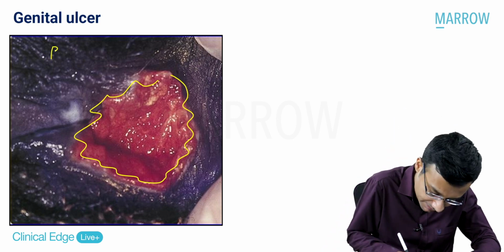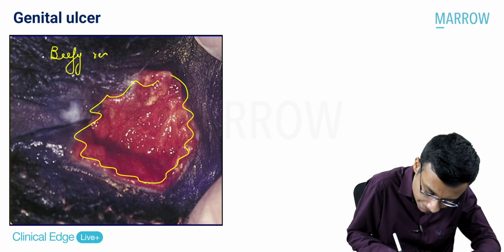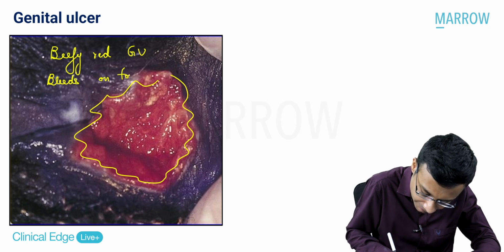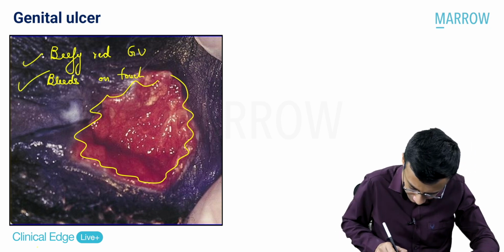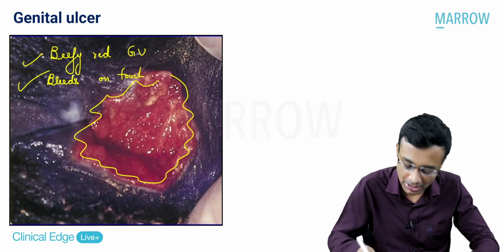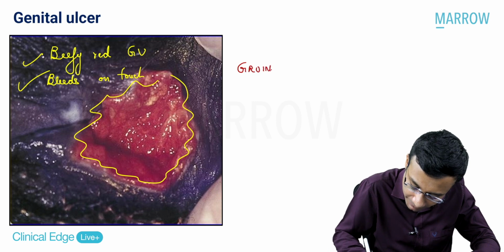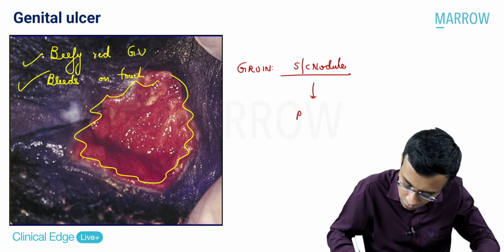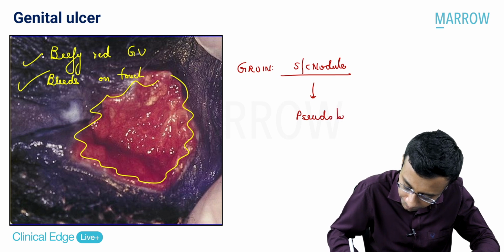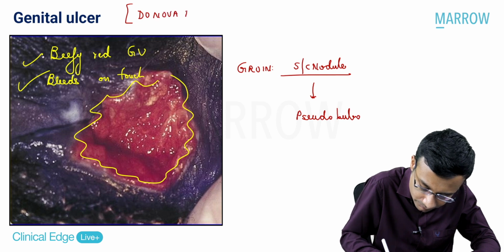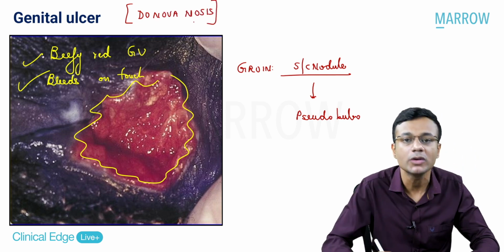And here, this is described as a beefy red genital ulcer which bleeds on touch. This is going to give me a diagnosis of donovanosis, and inguinal lymph nodes are normal. Only thing is, in the groin, you can get a subcutaneous nodule, and this subcutaneous nodule, which is seen in donovanosis, is called a pseudobubo.